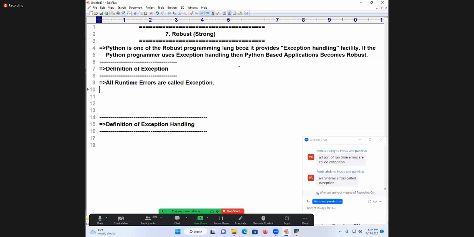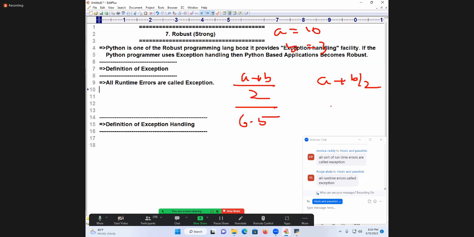You see, (a plus b) by 2. There is a lot of difference there, or not? Here the result is different. A is equal to 10, B is equal to 3. If I write it here, you will get 6.5. If you write it here, you will get 11.5.